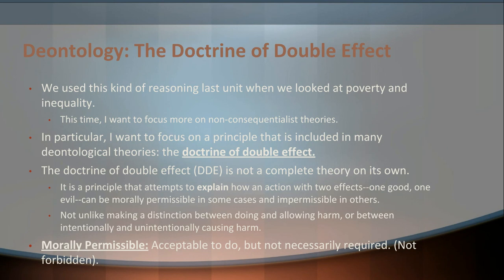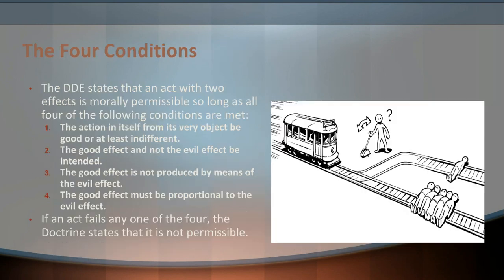This is a concept that helps explain when certain things are permissible and when they're not. And in particular, it focuses on actions with two kinds of moral results. Now, the doctrine of double effect itself states that an act with two different kinds of effects is morally permissible so long as a set of conditions are met.